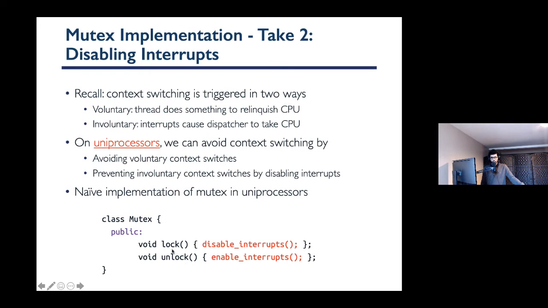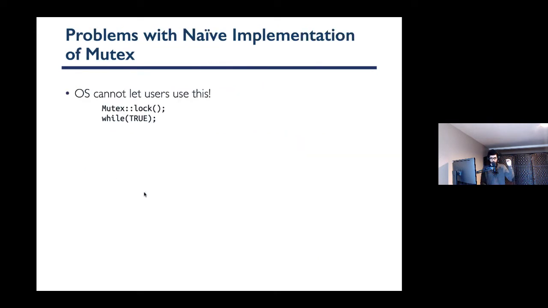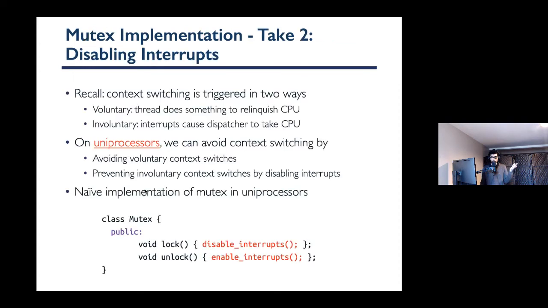So with lock, I just disable interrupts, and with unlock, I enable interrupts. And then I'm going to use this lock and unlock at the beginning and end of my critical section. So this should give you a signal when I say naive implementation. This is going to work, but there are downsides to it. First, let's talk about upsides. It's simple, right? It's just one line of code, disable interrupts, and you're going to be fine. And then for unlock, enable interrupts, and you're going to be fine.